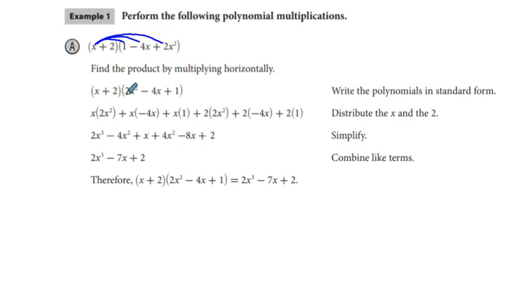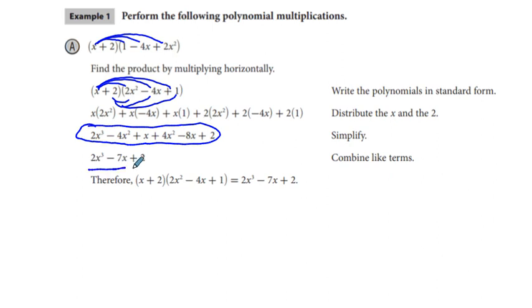And what they do here, but even before that, they go ahead and put this second expression into standard form. And then multiply the 2 by each term here. And then you're left with this expression here. And then after that, you simplify and get your answer. I like this way of doing it pretty well.